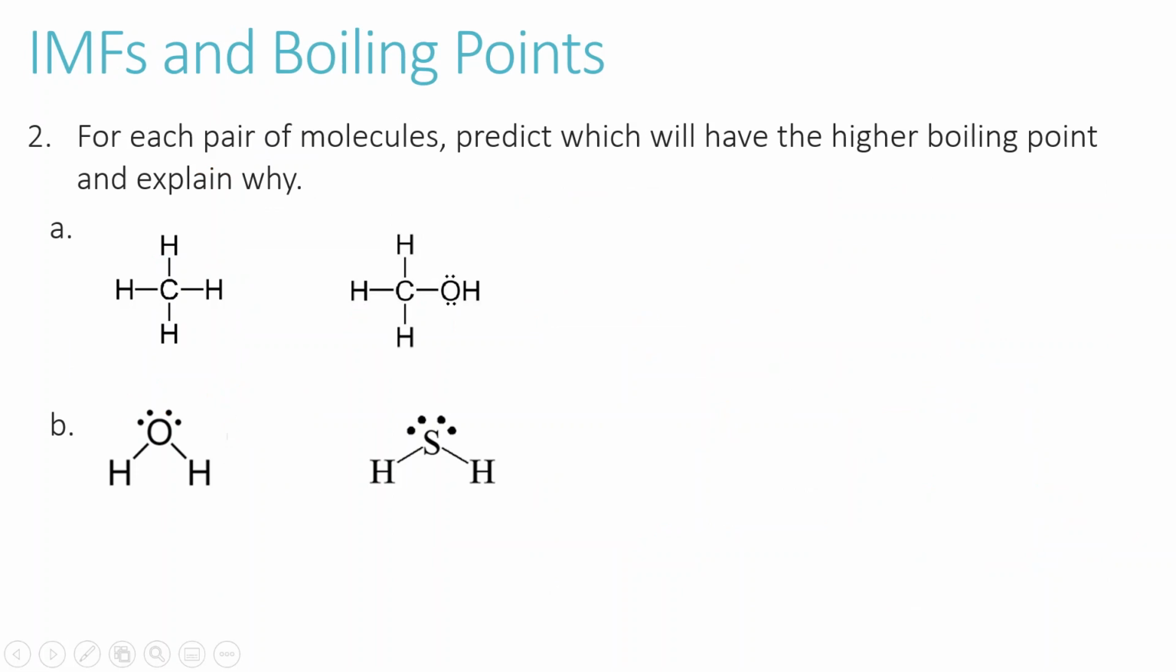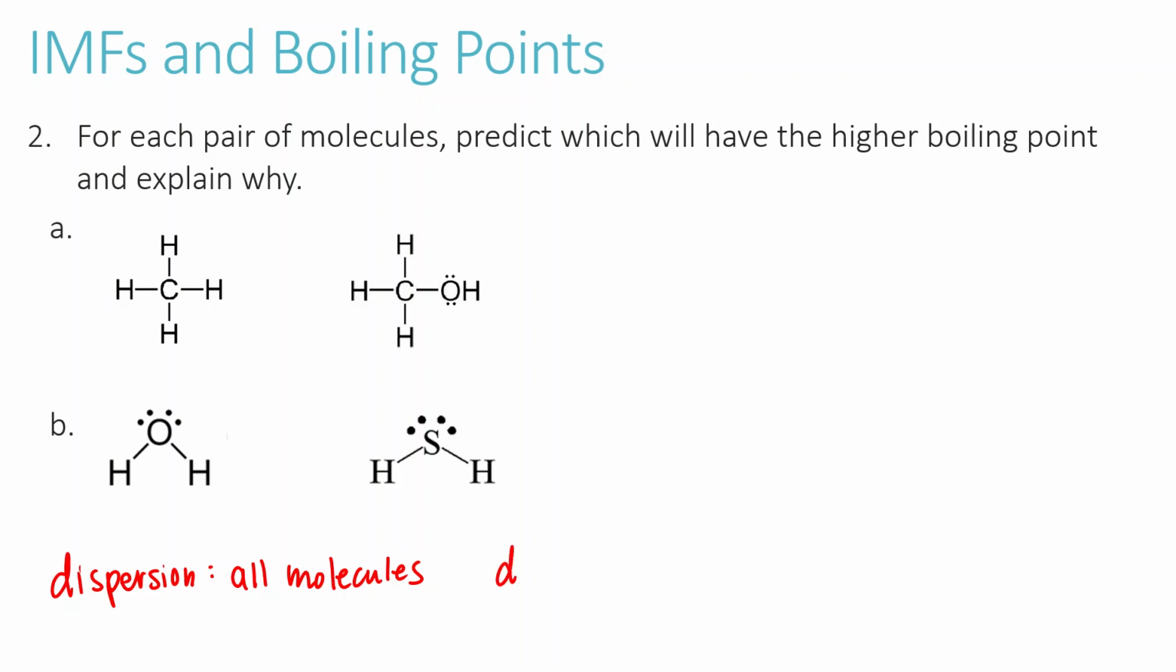The next question asks us to predict which of the following is going to have a higher boiling point and to explain why. So what we're looking for are the intermolecular forces that are present in both of these molecules. So to start, dispersion forces. Dispersion forces occur in all molecules. So if it's made of nonmetals, if it's a molecule, it's going to have dispersion forces. These are really weak attractions between molecules due to temporary dipoles.